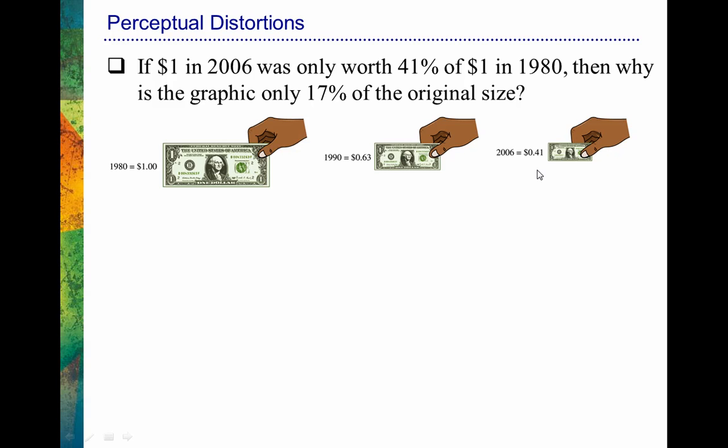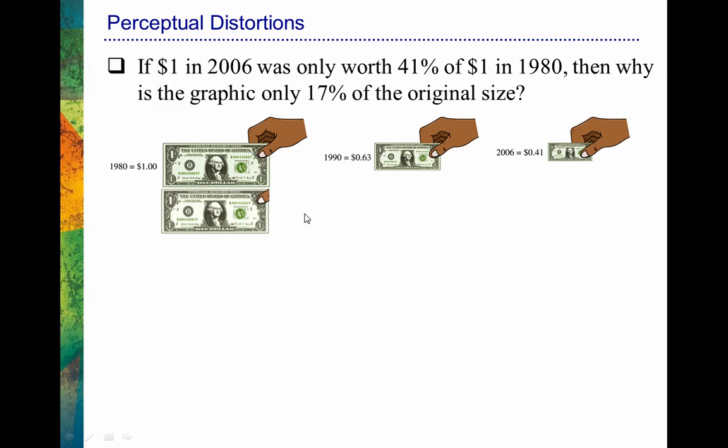The bottom line is these pictures that we see, these graphics, are out of proportion with the numbers that they're supposed to represent. If in 2006 a dollar is only worth 41 cents, then this graphic should be 41% the size of this graphic. But in reality, it's only 41% of the length that's correct. But we can see that this is so small, it would really take about 5 or more of these dollar bills to make this same size right here.